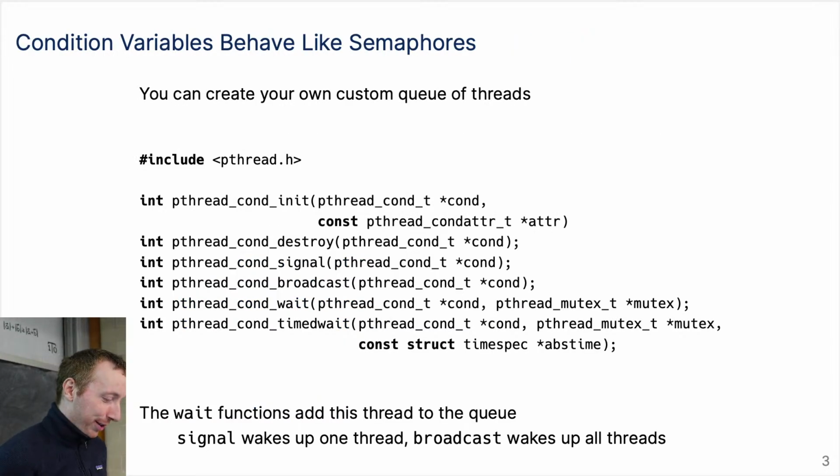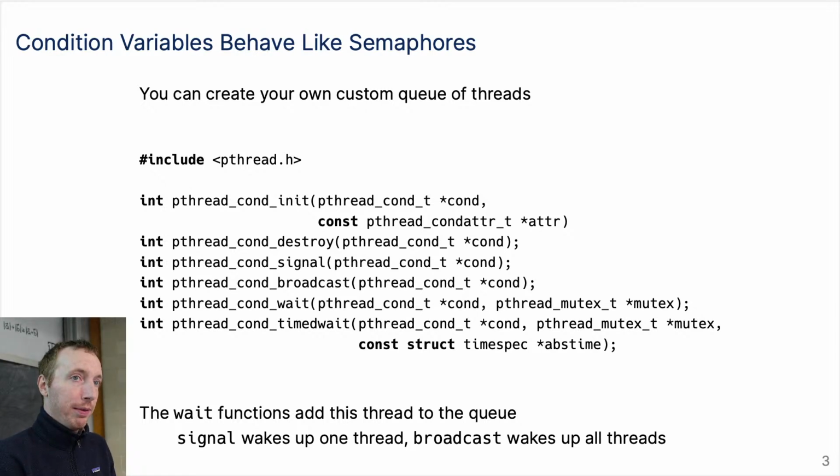All right, so let's talk about condition variables, because this is, I guess, what you'll be implementing in Lab 3, and they're kind of nice to understand anyways. They behave a little bit like semaphores, although arguably they're easier to understand. They're basically like your own custom queue of threads, if you know when to put them asleep and when you want to wake them back up again.